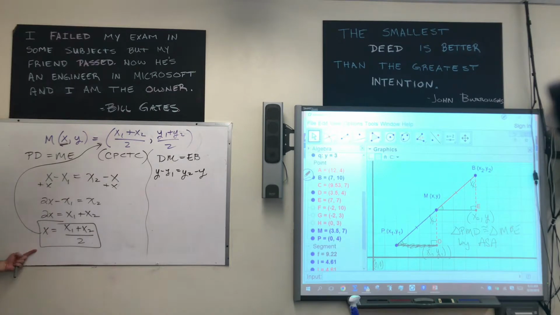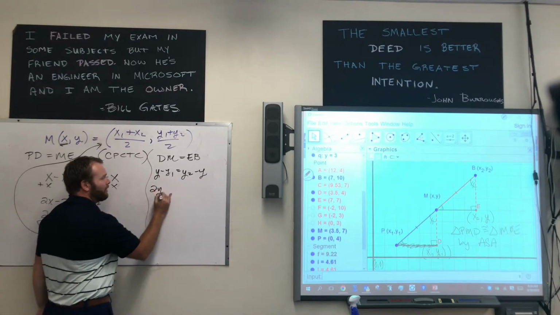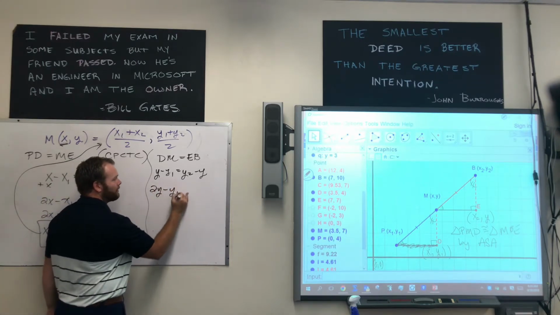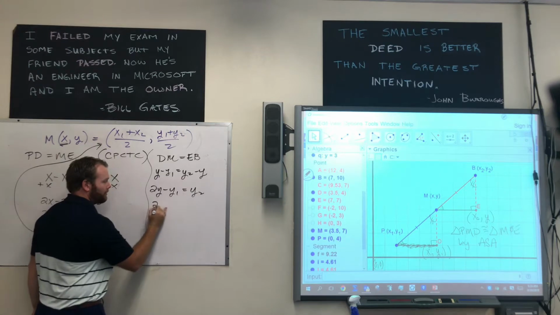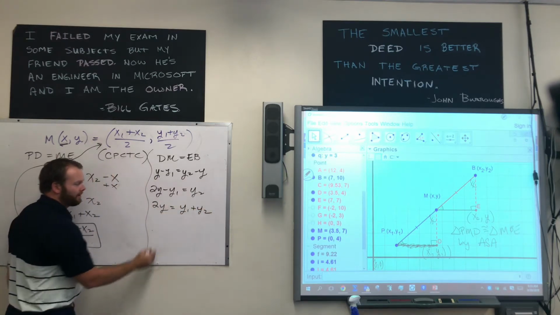And again, just like over here, we solve for that coordinate. Now we're going to solve for that coordinate. Solve for y, same algebra, add y to both sides.